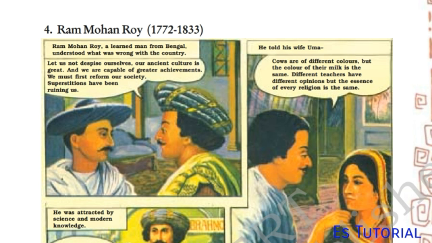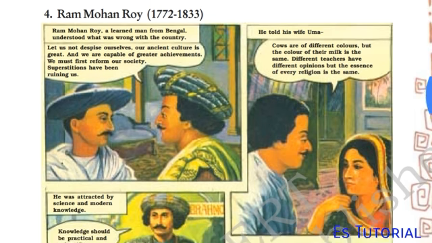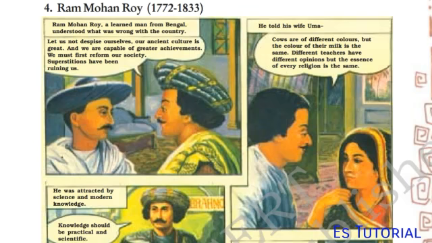He told his wife Uma, cows are of different colors, but the color of their milk is the same. Different teachers have different opinions, but the essence of every religion is the same. So cows are different in color, but the milk is the same. In the same way, different teachers have different opinions, but the essence of every religion is the same.